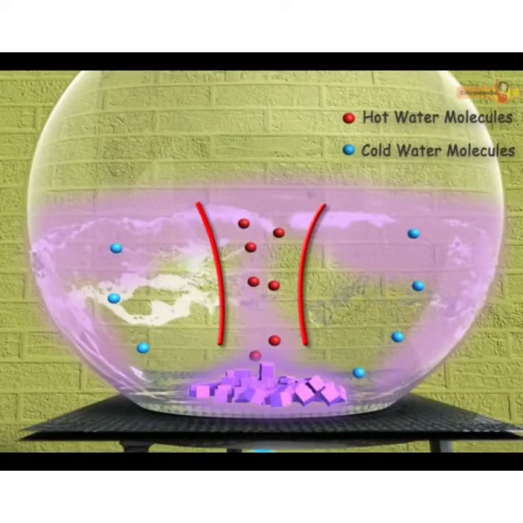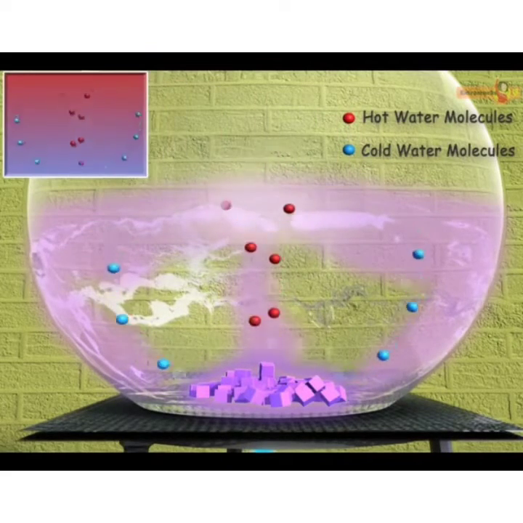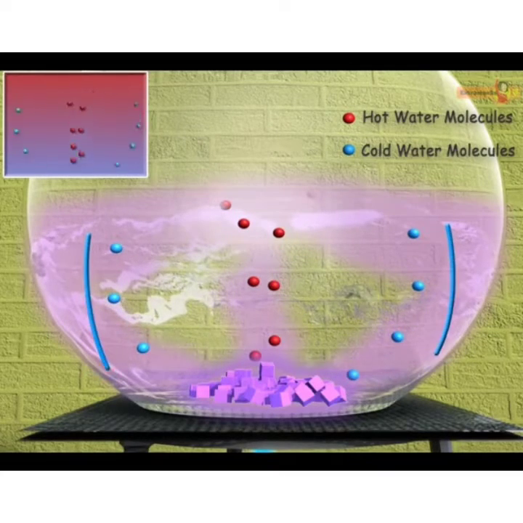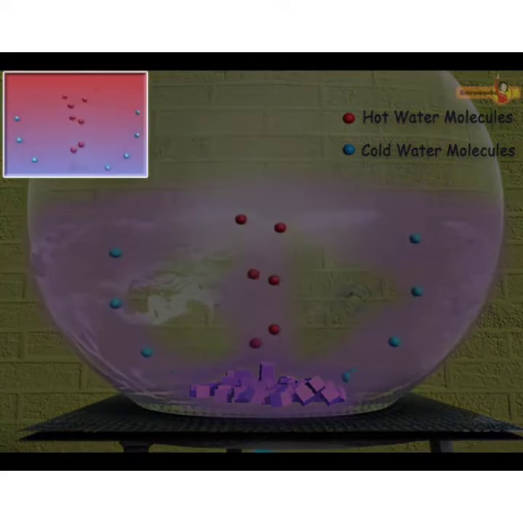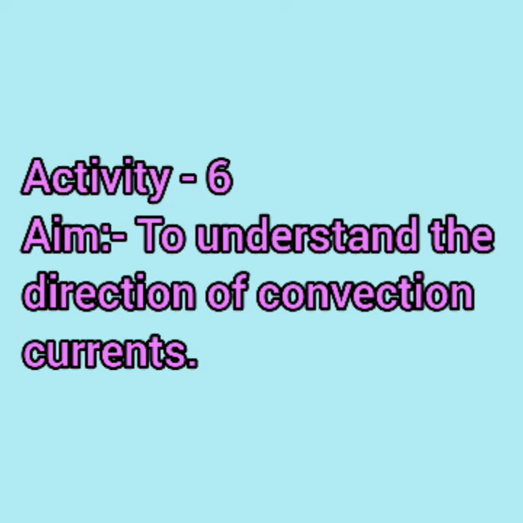As the hot water molecules move upward, a region of low pressure gets created near the bottom of the flask. The cooler water molecules at the surface of the water move downwards to fill this region. Next, I am going to display a small video which helps you to understand the direction of convection currents.